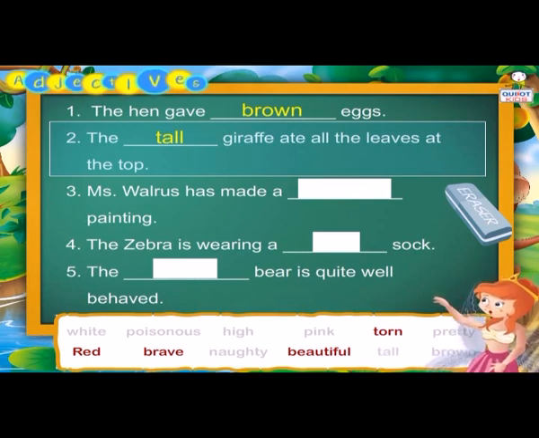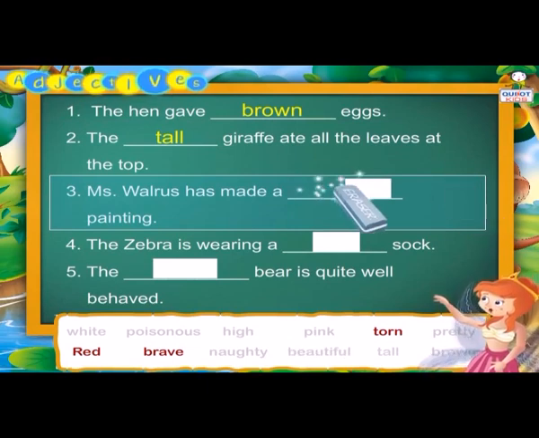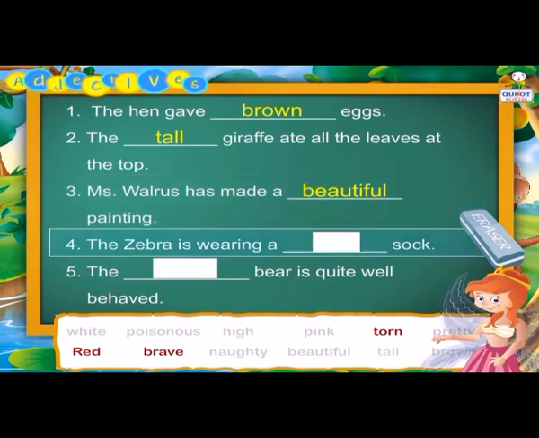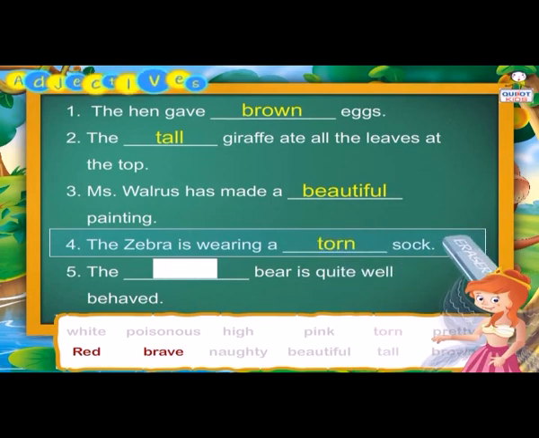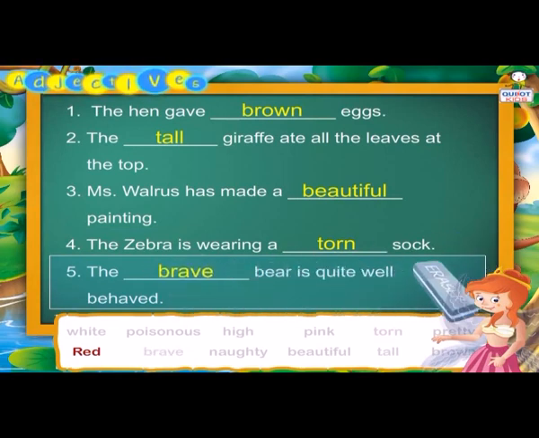Tall is an adjective. Miss Walrus has made a dash painting. Beautiful. Miss Walrus has made a beautiful painting. Beautiful is an adjective. The zebra is wearing a dash sock. Torn. The zebra is wearing a torn sock. Torn is an adjective. The dash bear is quite well behaved. Brave. The brave bear is quite well behaved.